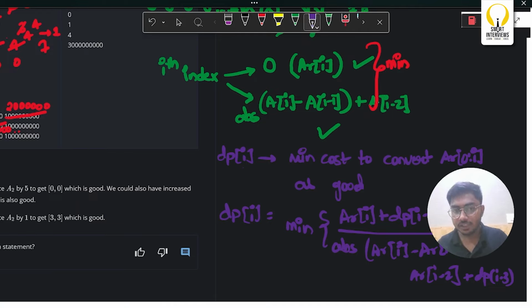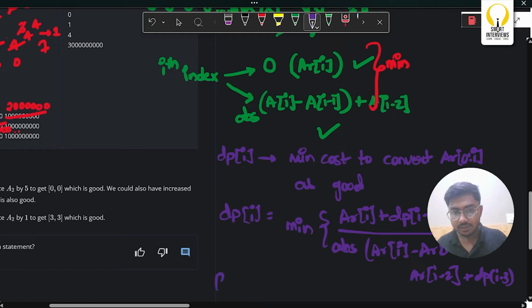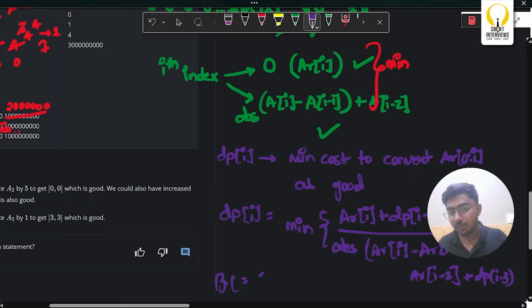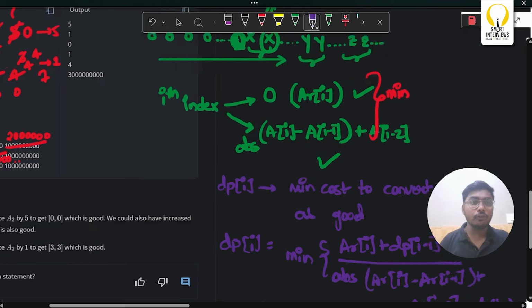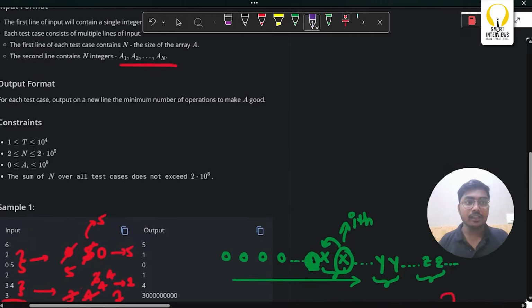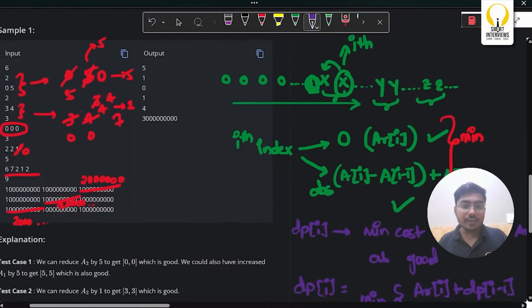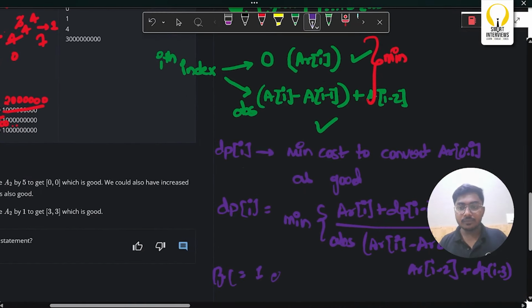One of the base conditions can be if there is only a single element in the array. If there is only one element, I don't have to do anything, I guess. But here, for sure, you are always going to have two elements. Yeah, let's try to convert this entire logic using DP into code as well.